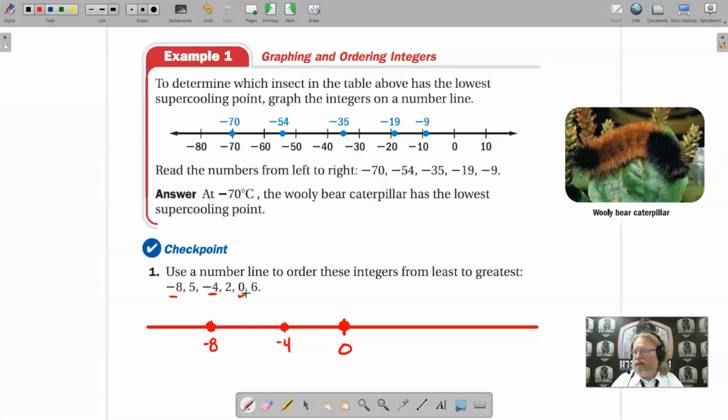And now we just have positive numbers, 5, 2, and 6. So let's see, 2 would be right here, right? And then if we graph out 6, 2, 4, 6 should be right about here. Graph that in. And then next, oh, we got 5. So 5 would be right about here. So we have them -8, -4, 0, 2, 5, and 6. And that was listed least to greatest.